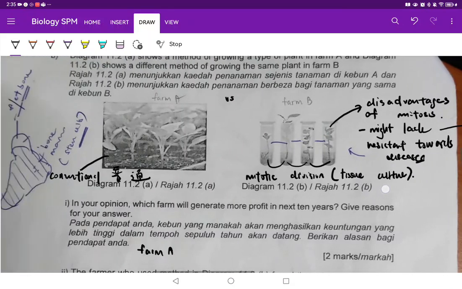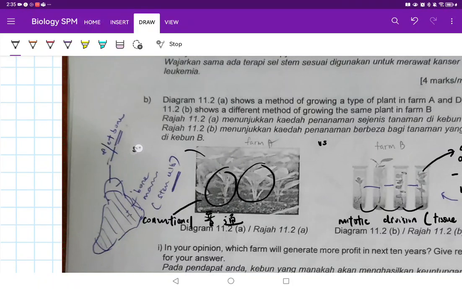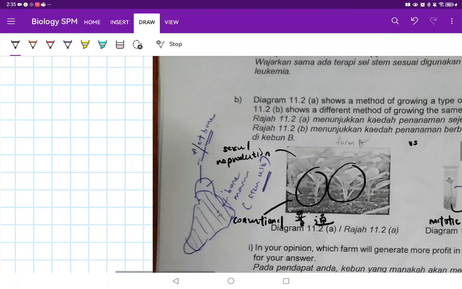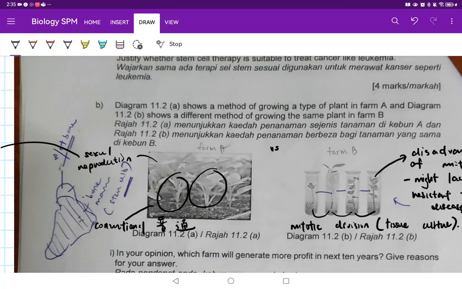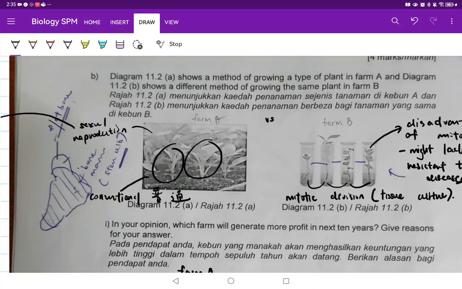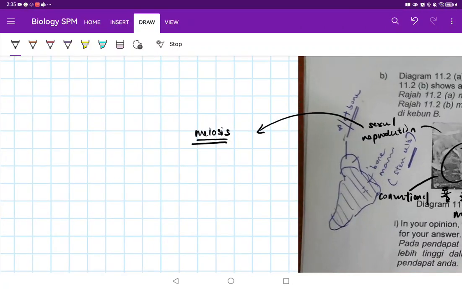Alright? But farm A uses the conventional pollination technique. Alright? So they reproduce by sexual reproduction. So sexual reproduction, if you remember meiosis, right? This is meiosis. So the whole point here is to compare meiosis and mitosis. This is meiosis. This is mitosis. So if you undergo meiosis, you do something called crossing over, which will mix genes. Right? You exchange genetic material.